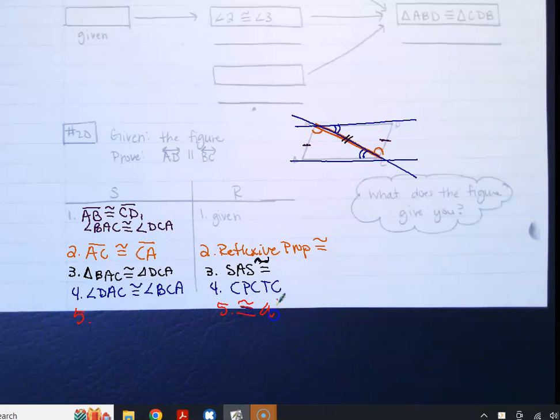Congruent alternate interior angles means that we have parallel lines. So it would be that line AD is parallel to line BC. But yeah, I think maybe Justice picked up my paper.